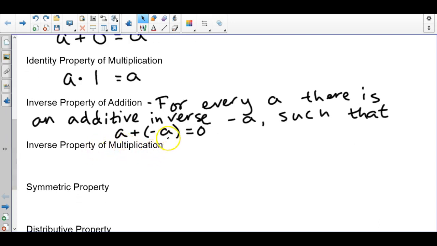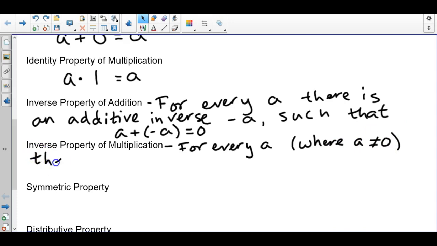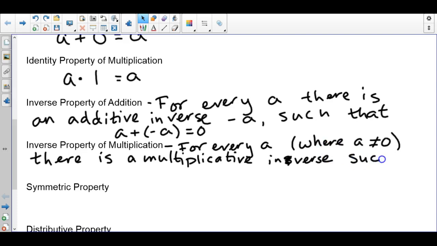Inverse property of multiplication: for every A, again, A is representing a number, where A does not equal 0, there is a multiplicative inverse, such that A times 1 over A equals 1. So again, if you had like 2, if you multiply 2 times 1/2, you get positive 1 as your answer. So there's always a fraction that you can multiply a whole number by to get 1.